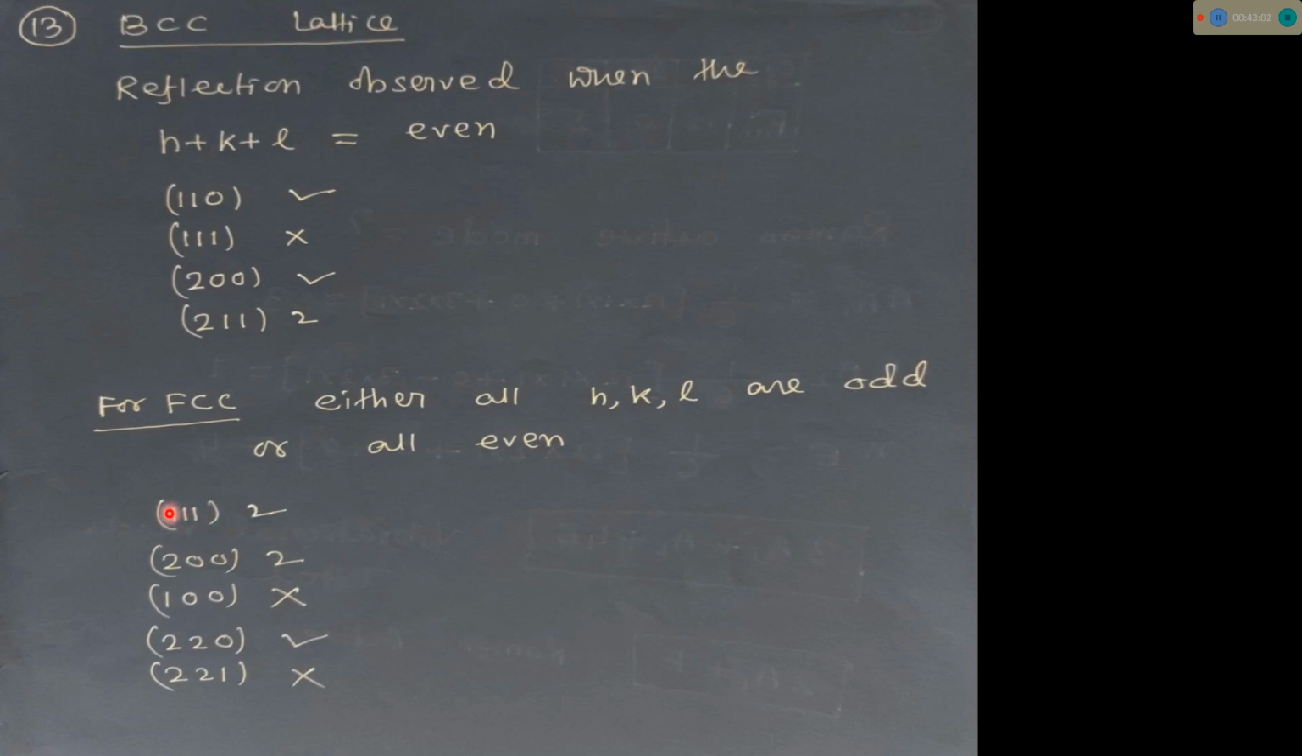Since in the 1 1 1 plane all are odd, we will get reflections, right? 2 0 0, all are even, 2 even, 0 even, 0 even. From this plane we also observe reflections. 1 0 0, we will not observe reflection from this plane for an FCC lattice, because 1 is odd, 0 0 is even. Either all should be odd or all should be even. 2 2 0 we will observe, because all are even. 2 2 1 we will not observe, 2 2 is even, 1 is odd. So these are the conditions for FCC and BCC lattice to observe reflections. And for a simple cubic lattice, from all combinations, either even or odd, no problem, we will get reflection from all types of plane.